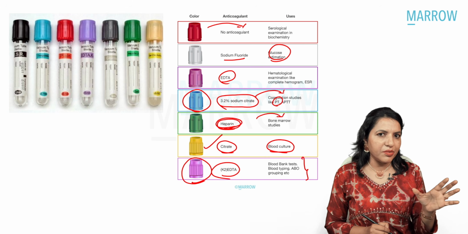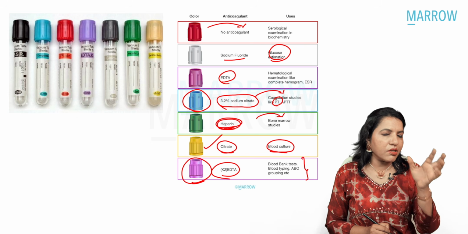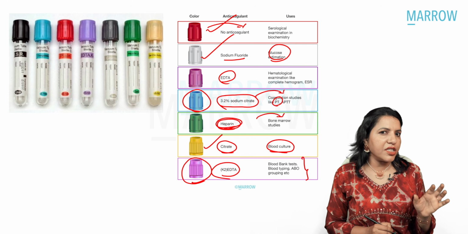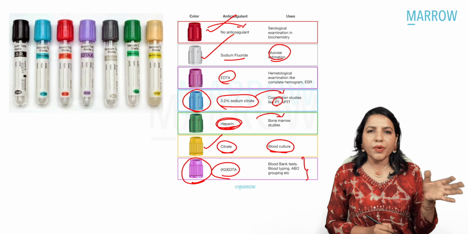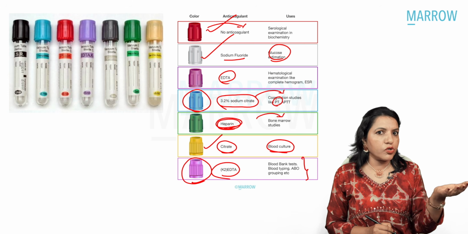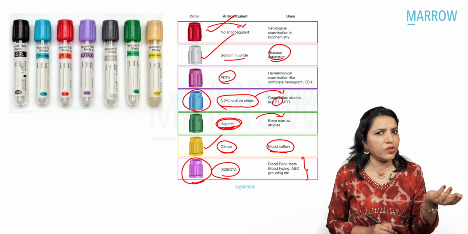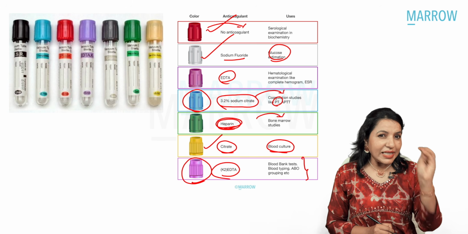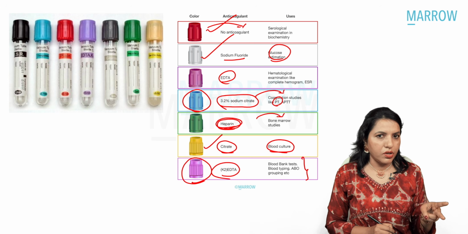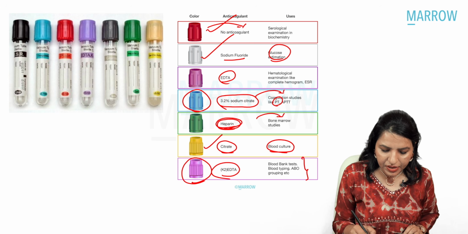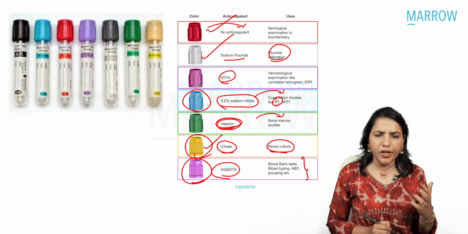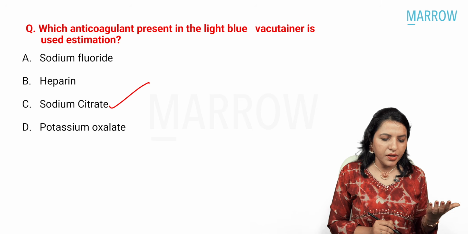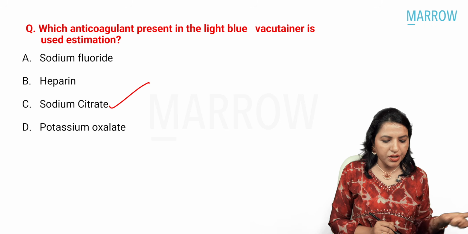So in biochemistry, what we are concerned with more is the red and the light gray. These are the major ones that we get. Apart from others, they mostly go to the pathology lab and also to transfusion, etc. So remember, citrate is used in two color codes: one is the yellow as well as the light blue. So the question here is very simple. The anticoagulant in the light blue Vacutainer is citrate.